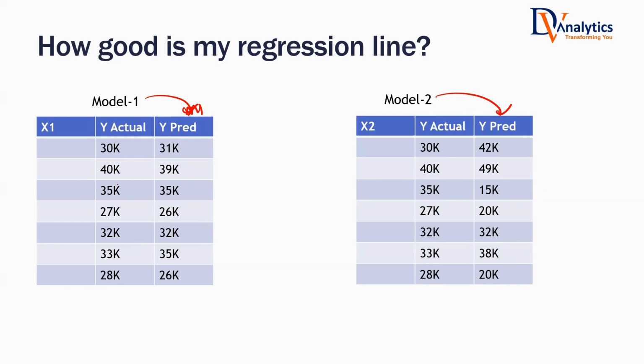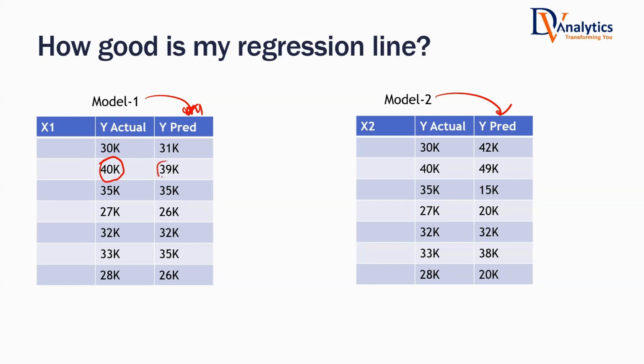Let's say at a particular point, 40,000 is the actual value. If the model is really robust, if it is a good model, and 40,000 is the actual value, what is the predicted value that you expect from the model? Near to 40K. Exactly 40K would be best, but near to 40K is expected.